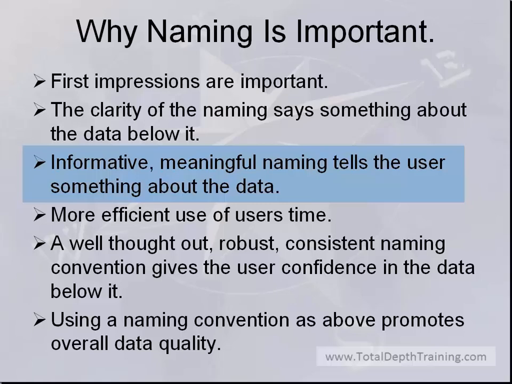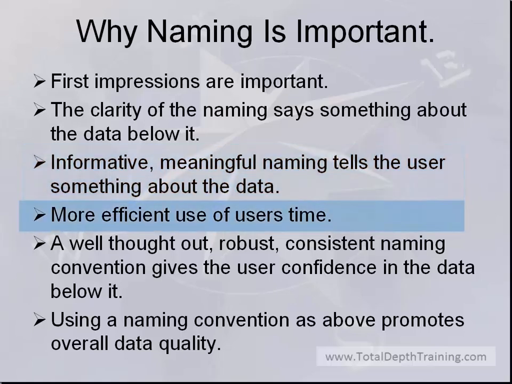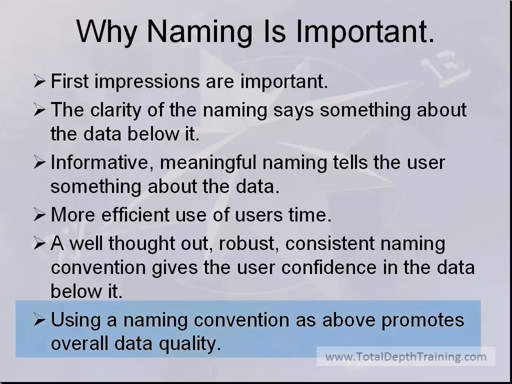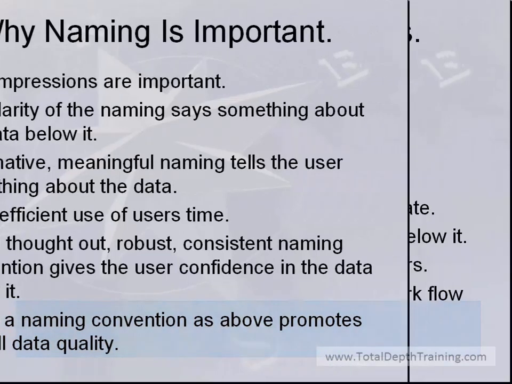Also, if the naming enables the user to quickly find the data they're looking for, then it's a more efficient use of the user's time. A well thought out, robust, consistent naming convention gives the user confidence in the data below it. Using a naming convention, as we've just described, promotes overall data quality.